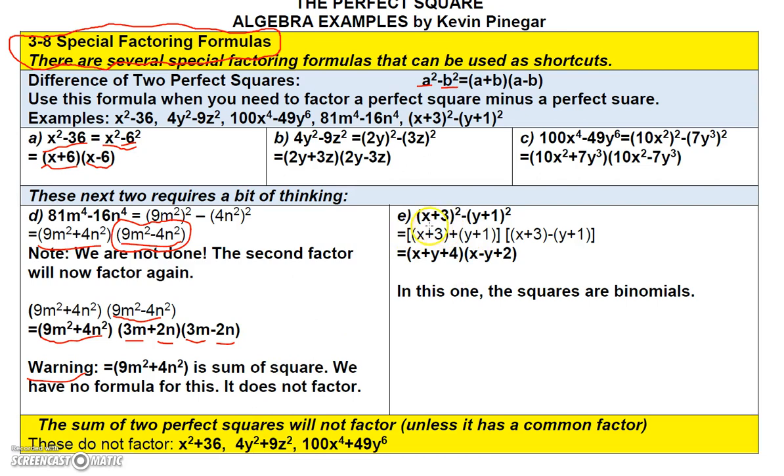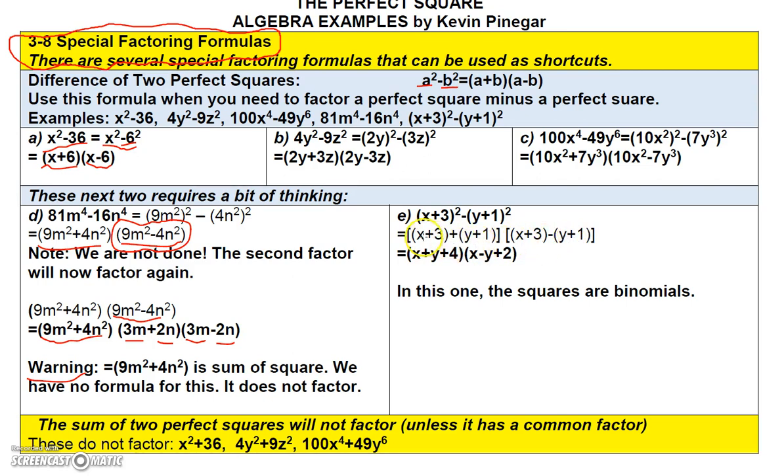Okay, let's do this last one here. Here we have x plus 3 quantity squared minus y plus 1 quantity squared. Well, you take the square root of the first term, which would be x plus 3, plus the square root of the second term, which would be y plus 1, and then times the square root of the first term minus the square root of the second term. So you get x plus 3 plus y plus 1 times x plus 3 minus y plus 1.